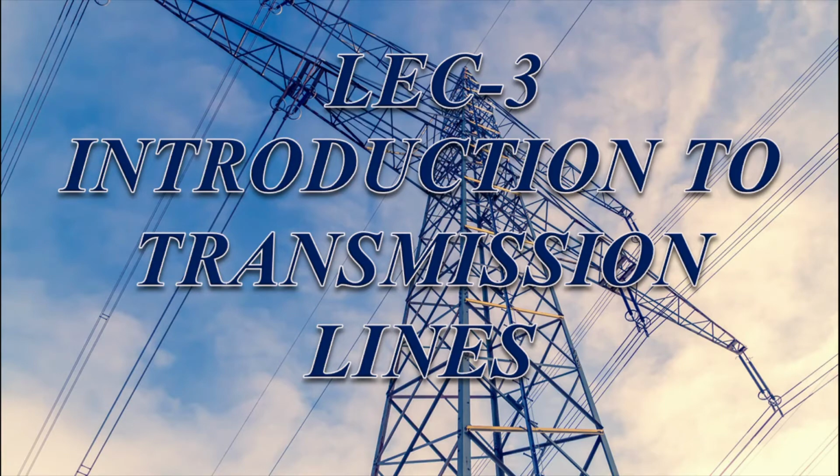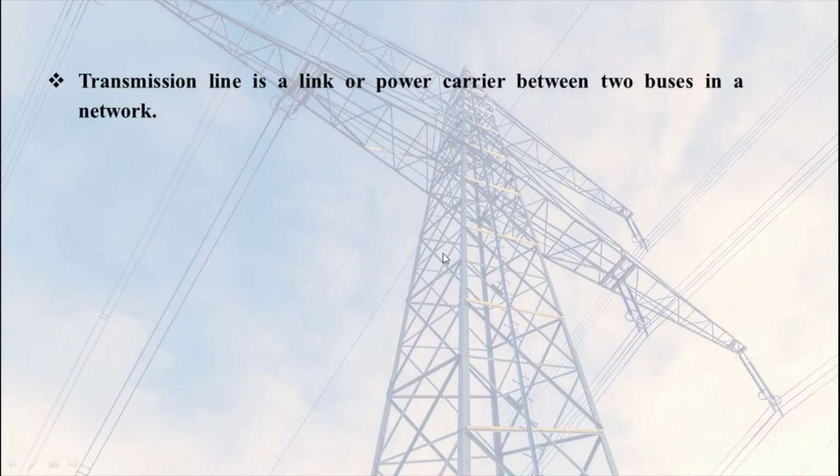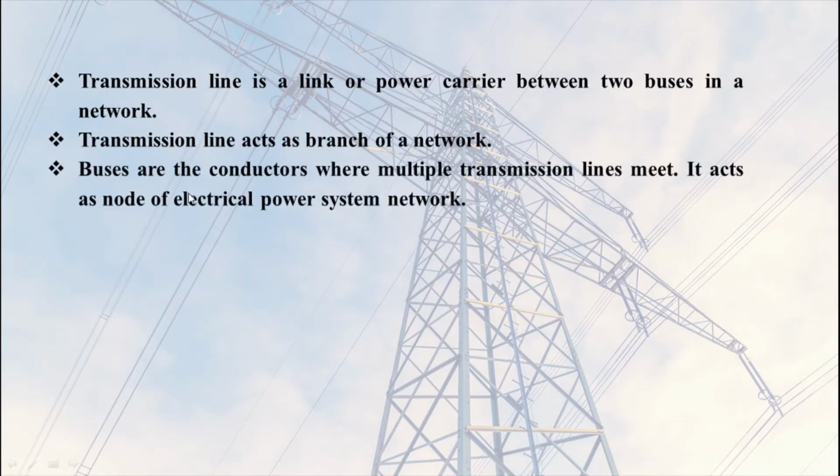So first we see what is transmission line. Transmission line basically is a link or power carrier between two buses. Now what is bus? In power system, buses are the conductors or parts of substation where transmission lines meet. Let's understand it more clearly.